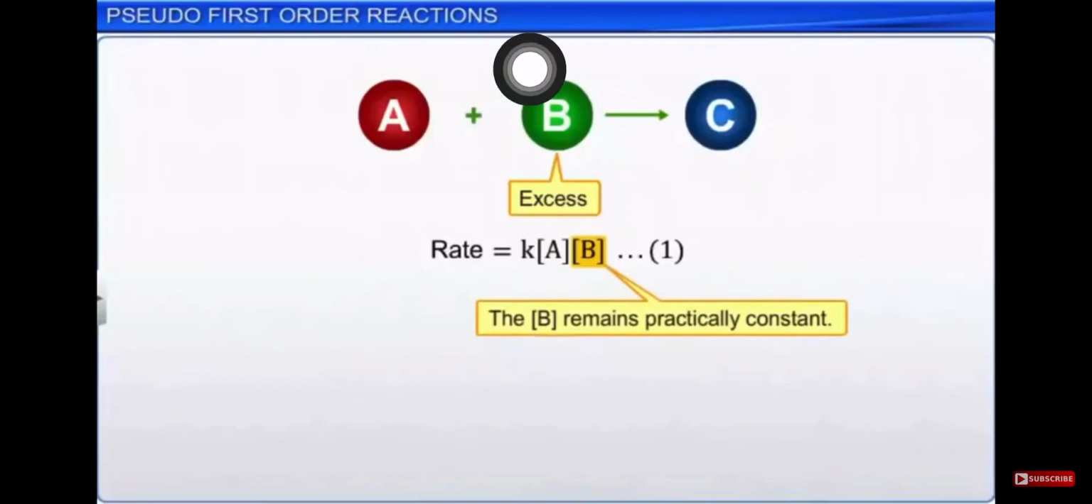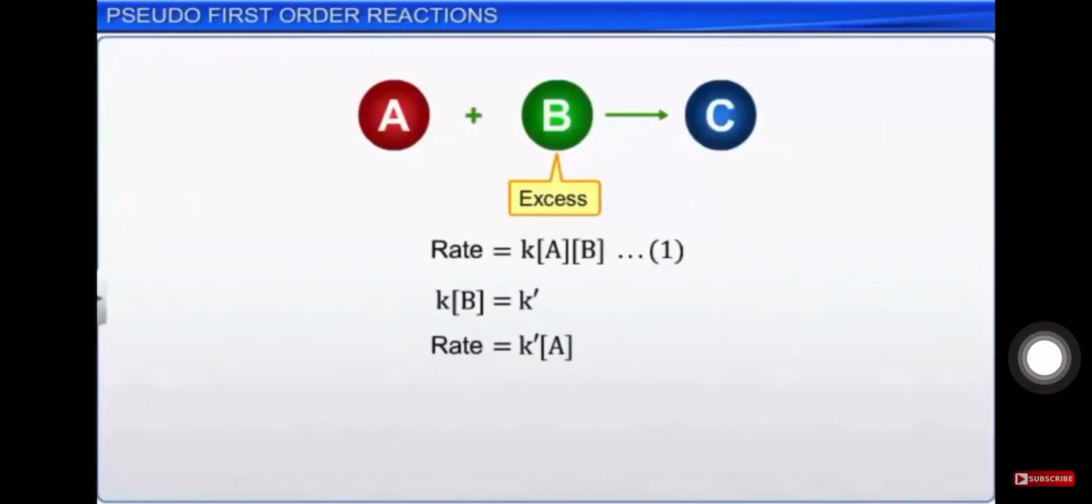Now here, if we take one of the reactants in excess, what will happen? The rate of reaction, as we have seen for first order reaction, will be k times the concentration of A and the concentration of B. Here the concentration of B remains practically constant, because it is in a large amount. So if it remains constant, we can take k times B as a new constant, k dash.